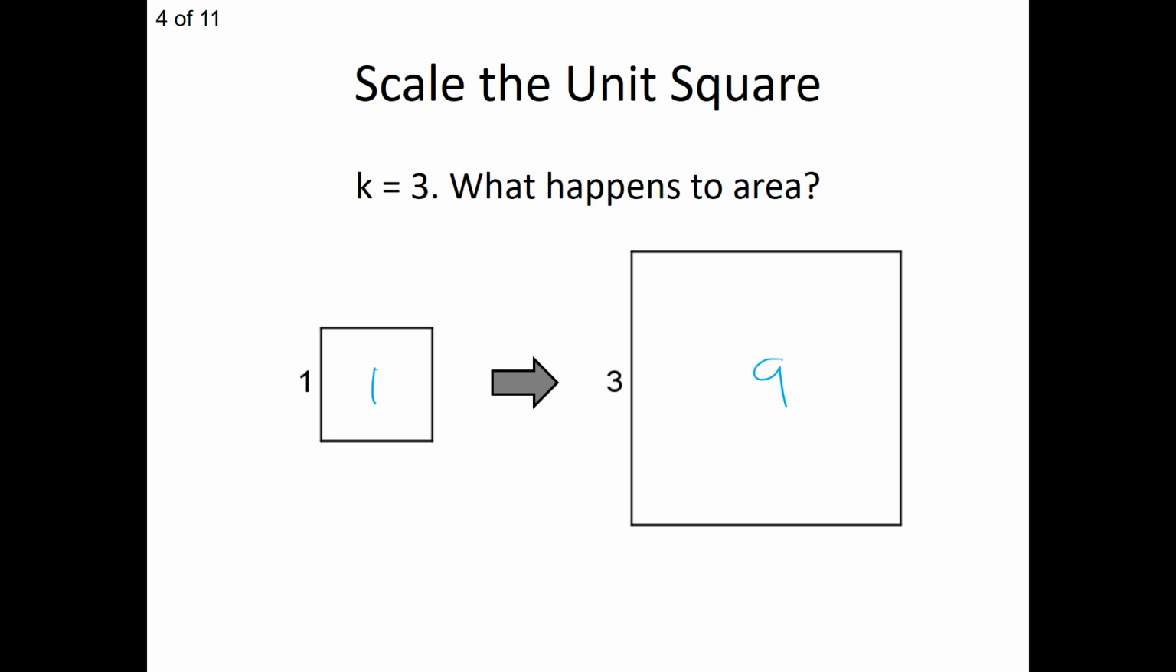Notice that our scale factor K is 3, but the area got multiplied by 9. I wonder what the relationship is between our scale factor 3 and what we multiplied by to go from the first area to the second. Let's dive into a second example and see if we observe a pattern.